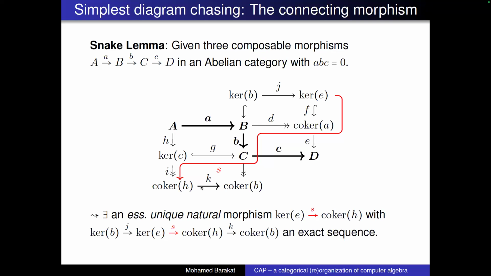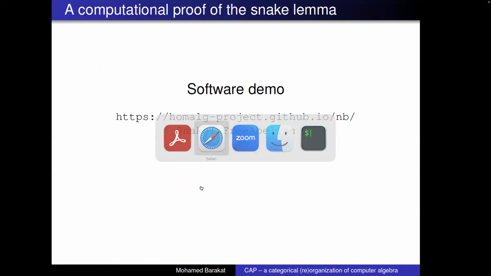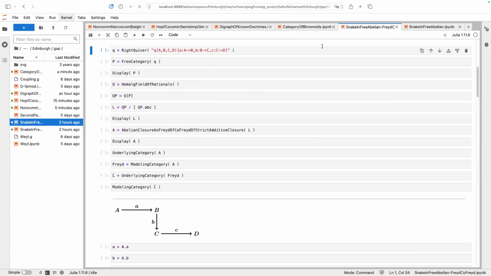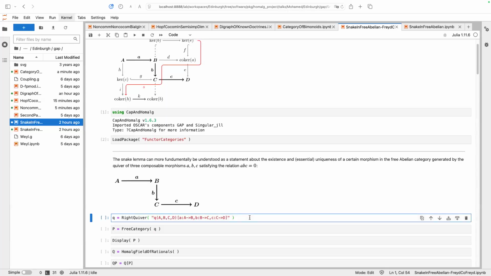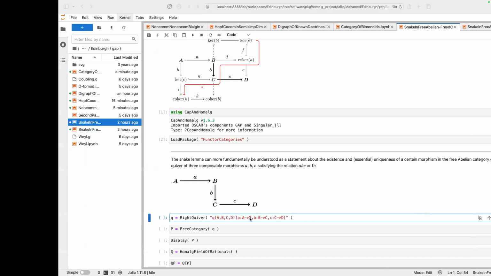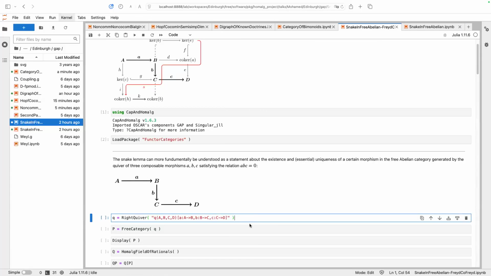And now you saw on the previous slides that we were able to build these towers of left adjunctions. And now I can show you that with this tower, you can actually prove the snake lemma. See this? So I start with the setup that we have on the previous slide. So here, the setup is A, B, C. This is the generating quiver, subject to the relation A times B times C equals 0. So here's the quiver.